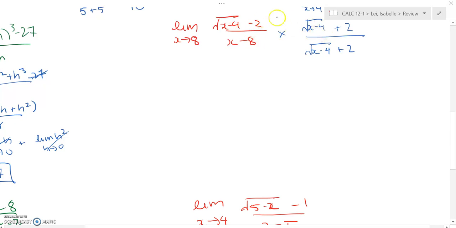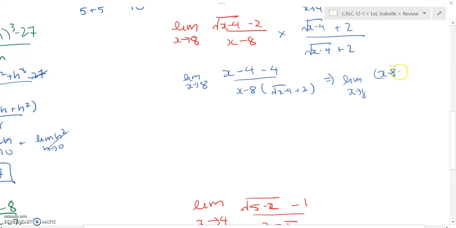So after we distribute this out, this becomes the limit as x approaches 8 of x minus 4 over x minus 8 times the root of x minus 4 plus 2. There's no reason for us to distribute the denominator out, because as we combine this part together, it becomes the limit as x approaches 8 of x minus 8 over x minus 8 times the root of x minus 4 plus 2.